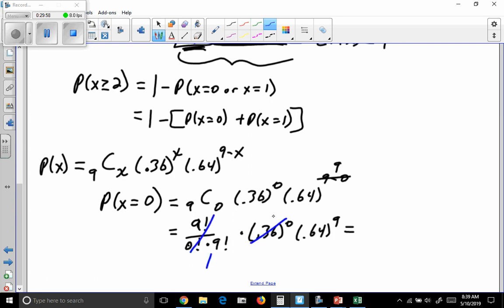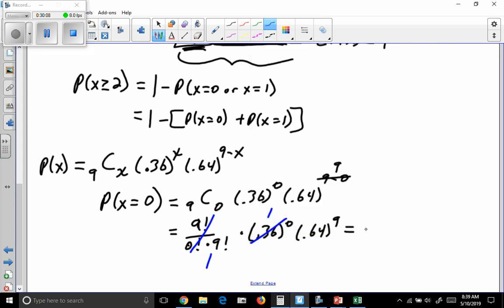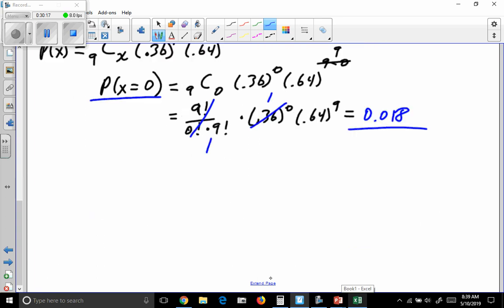Anything to the 0 power is 1. So essentially our answer is going to be whatever we get for 0.64 raised to the 9th power, 0.018. So that's the likelihood of getting no people in our group that are in favor of drones.